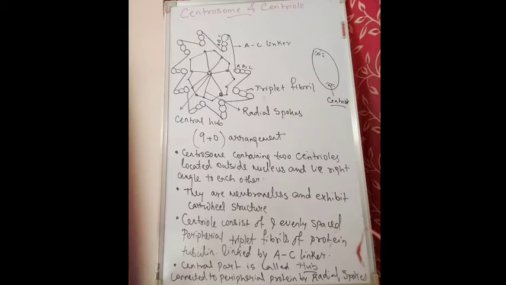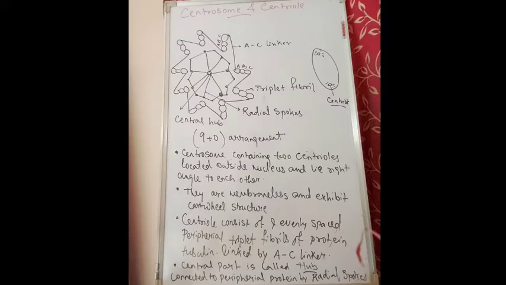And the main function of the centrosome and centriole is that it helps during cell division. That means it helps in formation of astral rays. You will get to know what astral rays are in the later classes. Just remember here that it helps during cell division by forming astral rays.